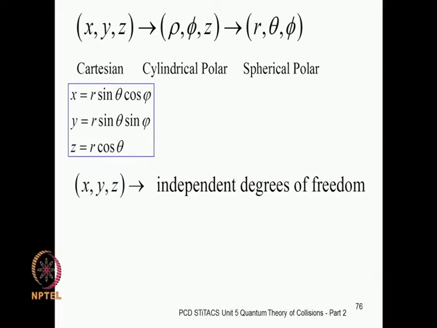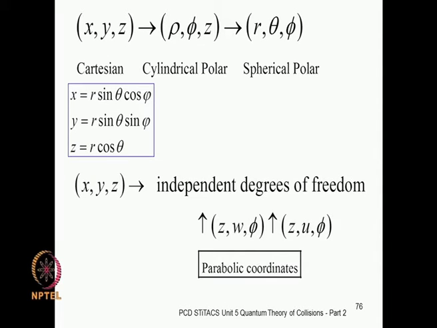Now, nobody disputes the fact that x, y, z are independent degrees of freedom. One does not vary with respect to the other, and you need to specify the information about each of these 3 degrees of freedom to pin down where a point in the space is. Now, likewise these 3, z, w and phi, will also have to be specified, or equivalently z, u and phi. Now, that does not stop you from having relationships between one coordinate system and another. So, let us take another example over here.